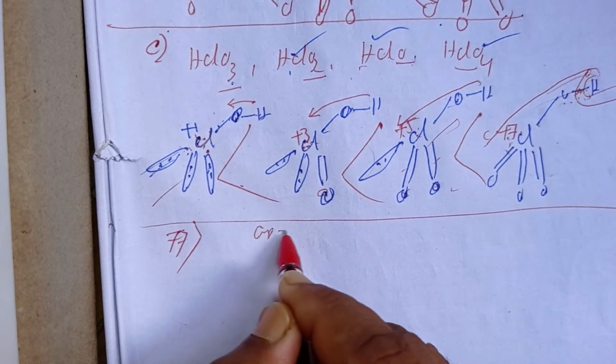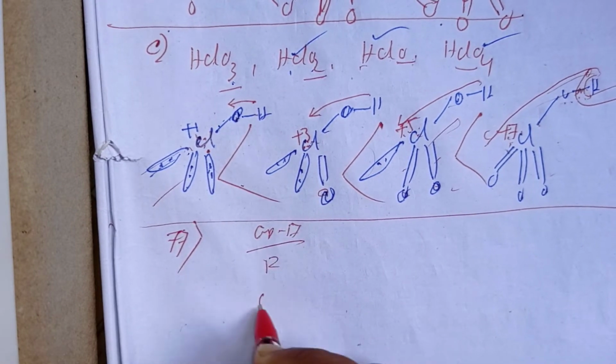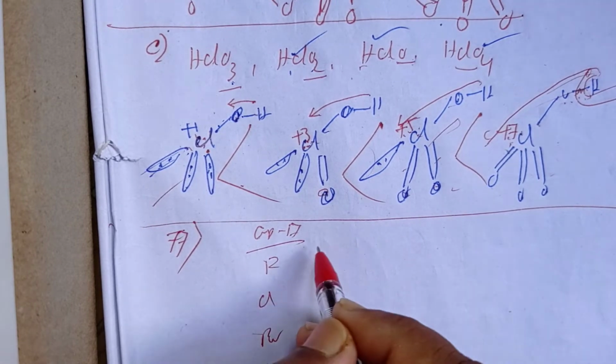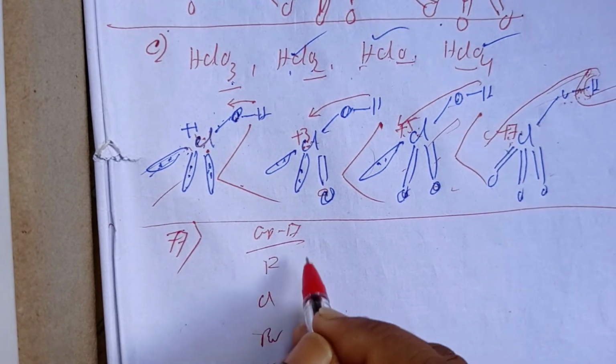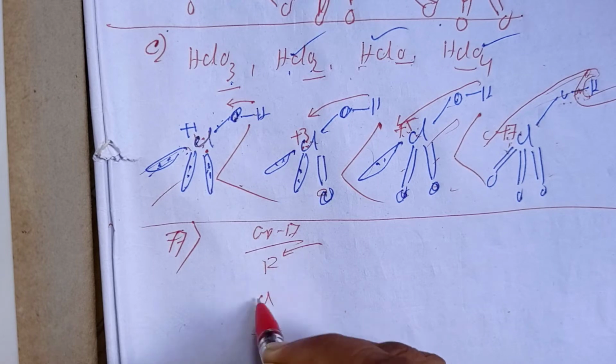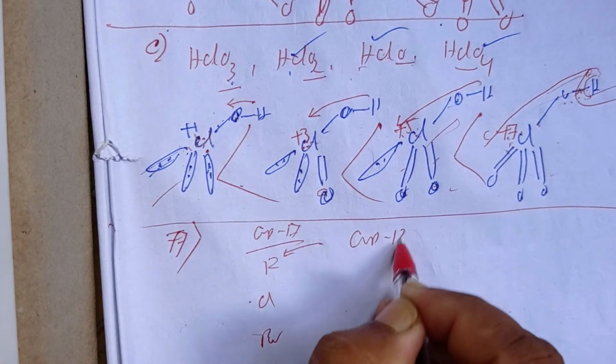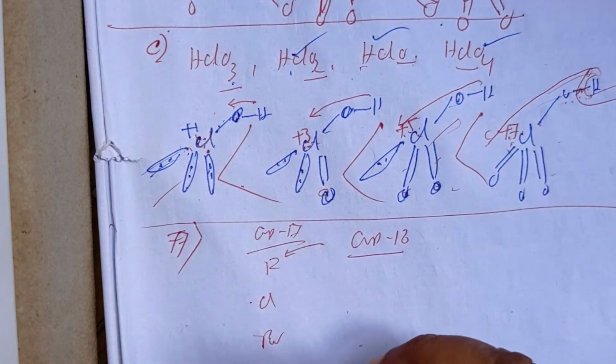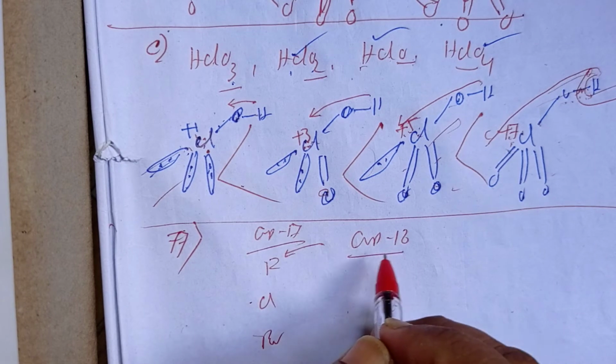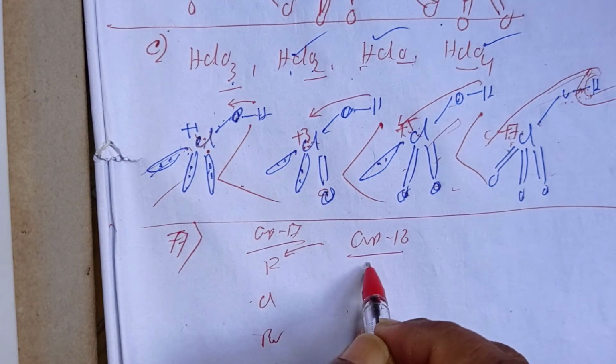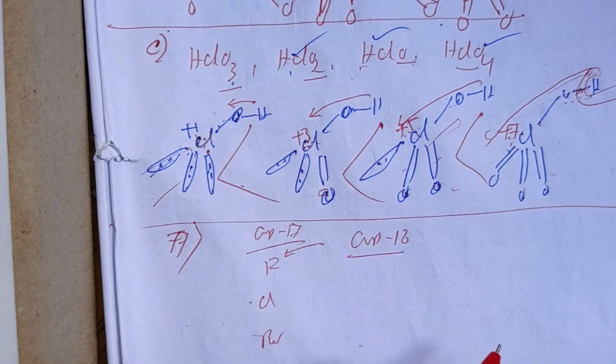Group 17: chlorine, bromine and iodine. Why do they have negative electron gain enthalpy? Because they easily gain 1 electron and convert to the group 18 noble gas configuration. So their tendency is higher. Okay, only 1 electron. That was question 77. Then the next question.